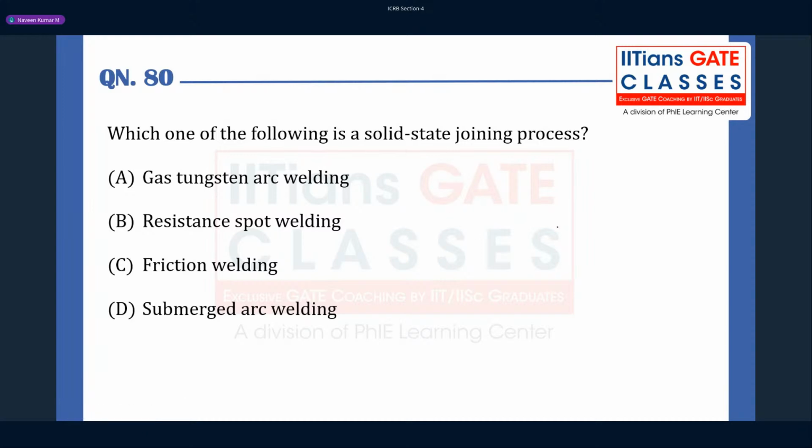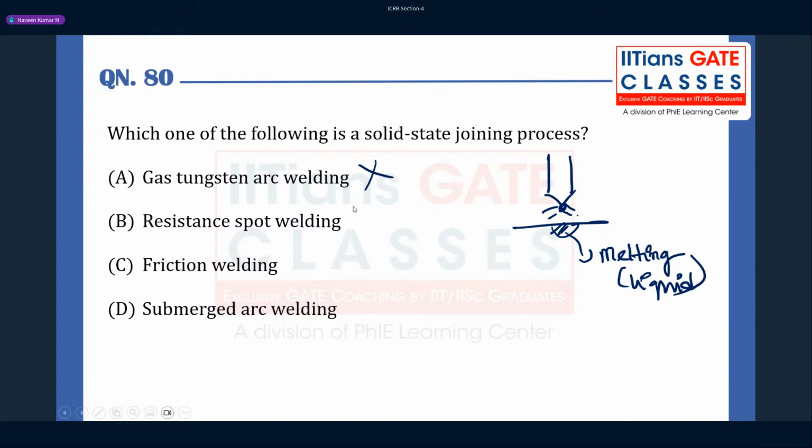You have some tungsten electrode, and some arcing is happening here, and you have some workpiece, and this is getting melted. Melting is not solid. Melting is liquid. This is liquid, right? So obviously, gas tungsten arc welding is not solid state welding.